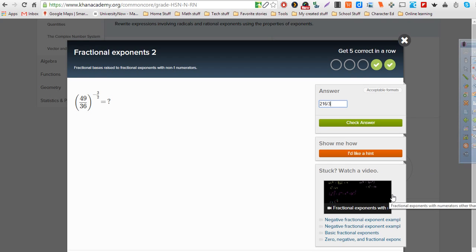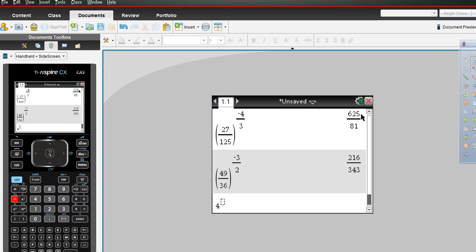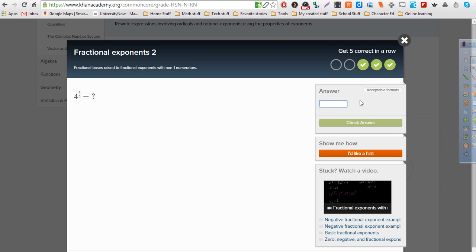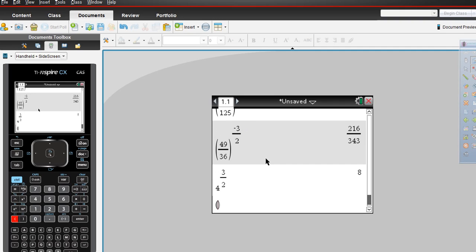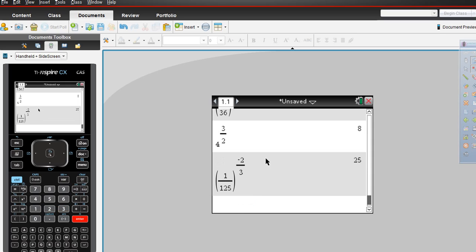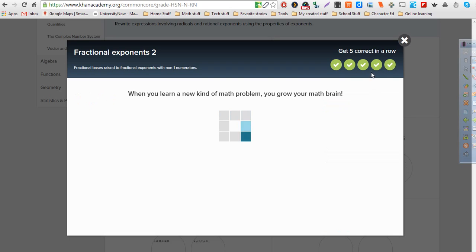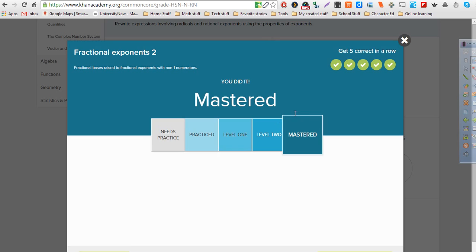216 divided by 343. And you should fly through these, right? 4 to the 3/2 power. And just put your answers in. 1/125th, and that is to the negative 2/3 power. That's 25. Okay, that's how you do fractional exponents too.